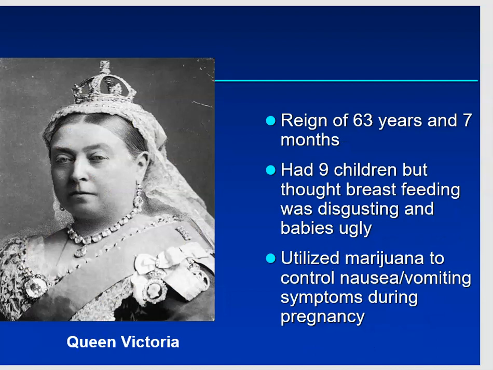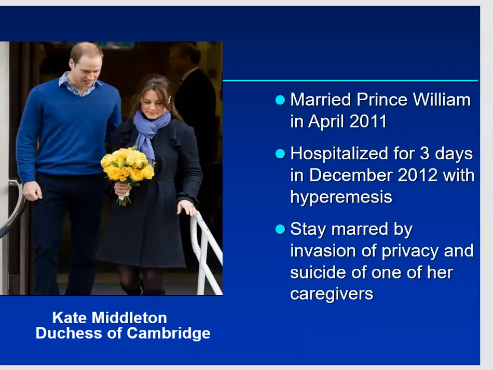This is obviously Queen Victoria. She had a reign of 63 years and 7 months and had 9 children, but she felt breastfeeding was disgusting and she thought babies were ugly. However, to manage her nausea and vomiting symptoms during pregnancy, she utilized marijuana.